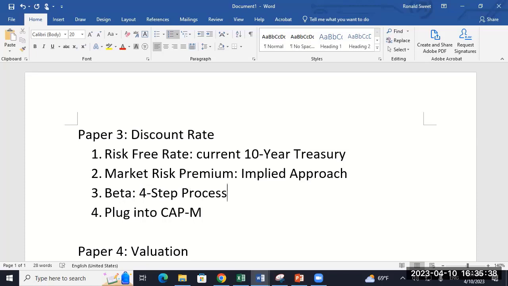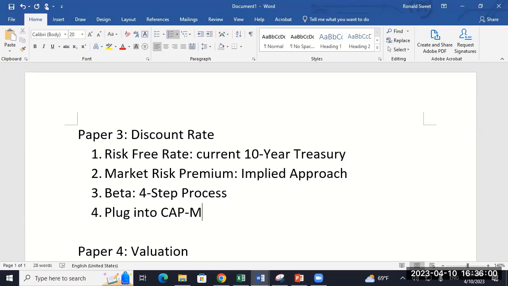What kind of company is it? Defensive or cyclical, operating leverage, financial leverage, and look at the history. That sound familiar? We did that already, so you'll do that process. So beta is a big part of this paper, no question. And then plug it in the CAPM, that's a piece of cake. That's a pretty simple formula.